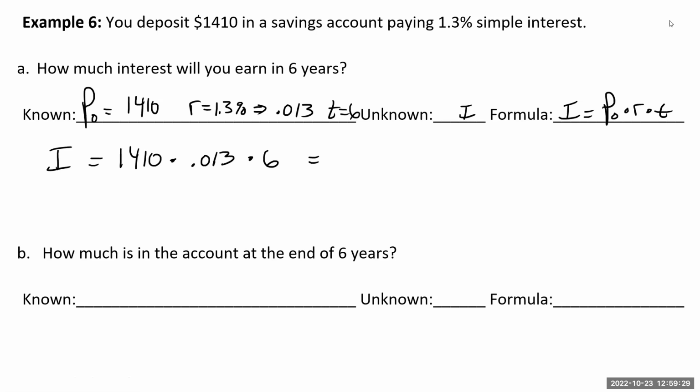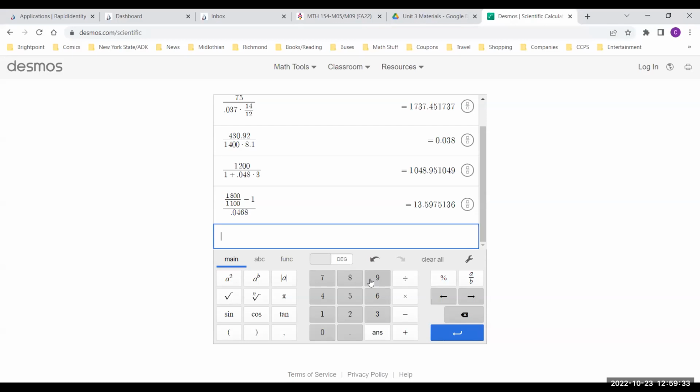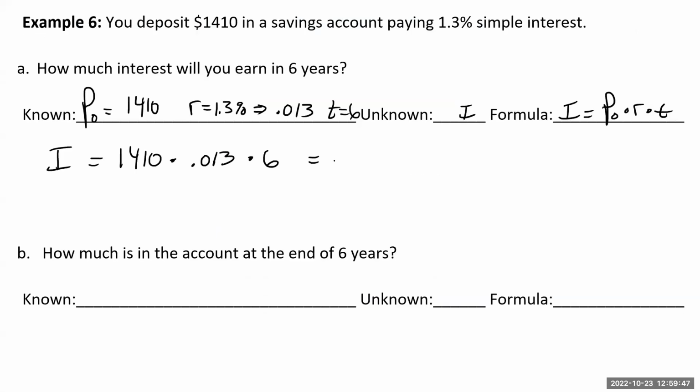So we're going to go over here to our calculator. And we've got 1410 times 0.013 times 6. Looks like we made $109.98 in interest. Okay, so let's put that in here. $109.98. Now we want to know how much is in the bank account at the end of 6 years.